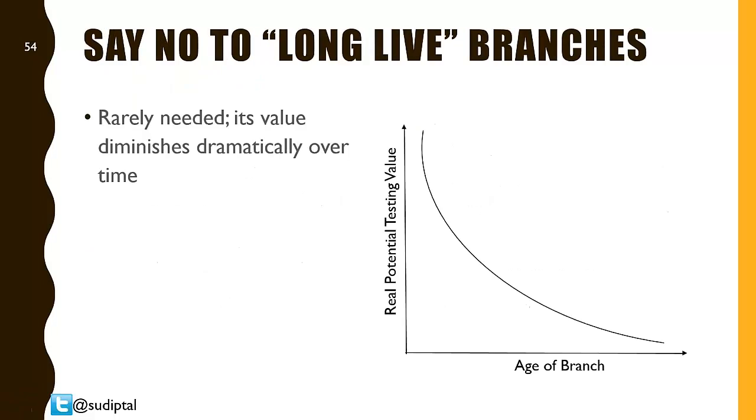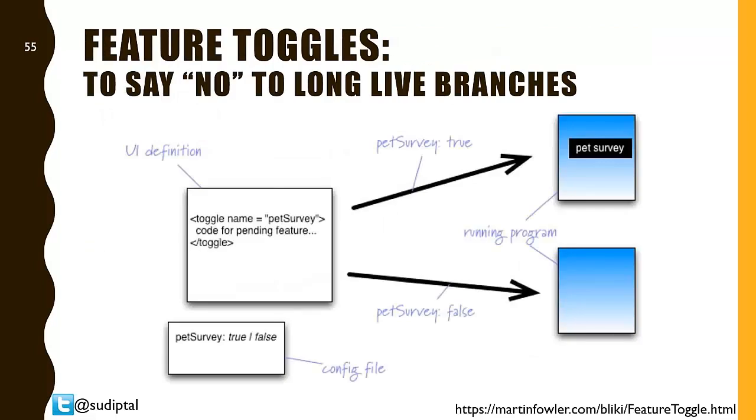So the message is, say no to long-lived branches. It drastically diminishes in value over time as that branch ages. And the way to get around that is to actually use toggles. Toggles have been in practice for a fair amount of time, but there are many teams where I see toggles are not used today. And you can use toggles for pretty much everything, right?